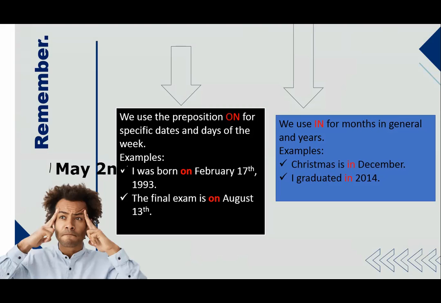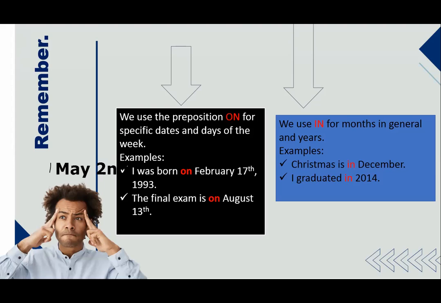Examples. I was born on February 17th, 1993. Nací el 17 de febrero de 1993. February 17th, 1993 is a specific date. Es una fecha específica. That's why I use the preposition on. Another example. The final exam is on August 14th. No hay un año, pero sí hay una fecha específica. So for specific dates and days, we use the preposition on.